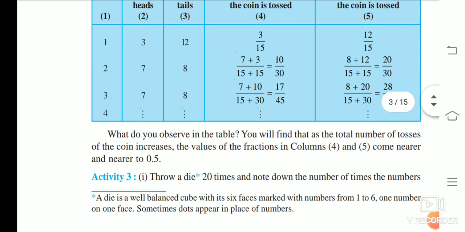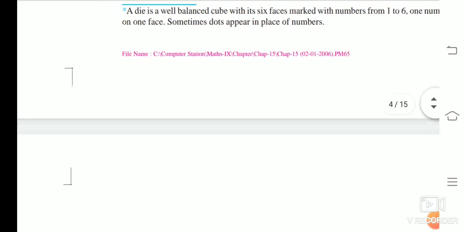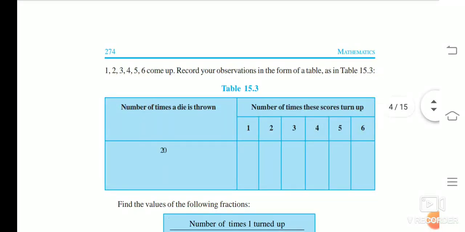So these all are the activities, so you just take these activities like that. Next activity, throw a die 20 times and note down the number of times the numbers appear on the die. So the die is thrown 20 times. What are the answers you have?